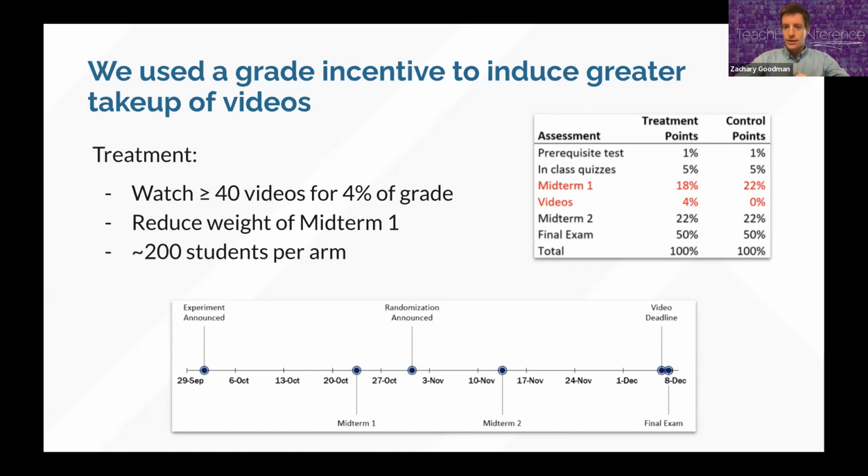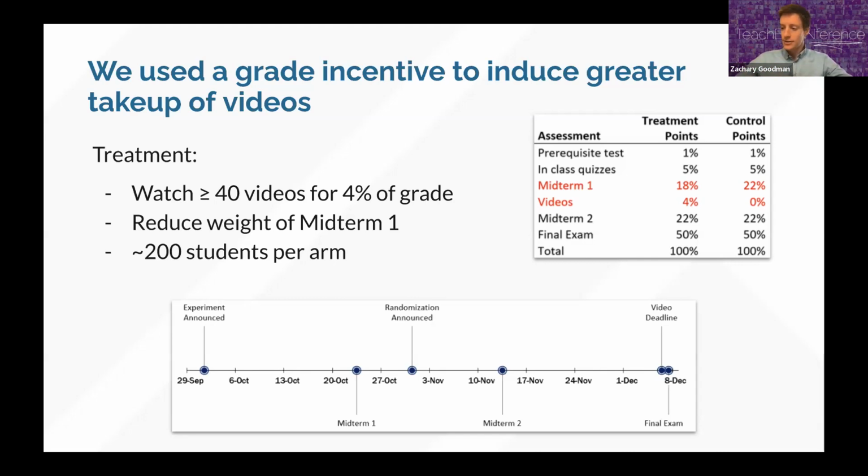To get that 4%, we reduced the weight of the first midterm. And that's a really key feature of this experiment because we did not affect any of the remaining points left in the class going forward. And by doing that, there's no additional incentive to study harder or study differently to try to get more points going forward towards the final. So all of the incentive to watch videos is from this exogenous 4% and not something endogenous about getting a higher grade on one of the upcoming exams.